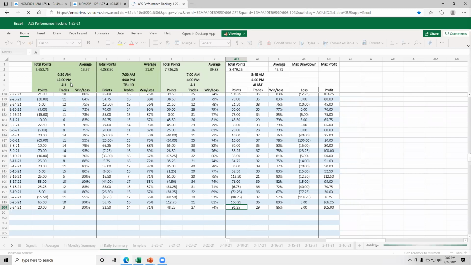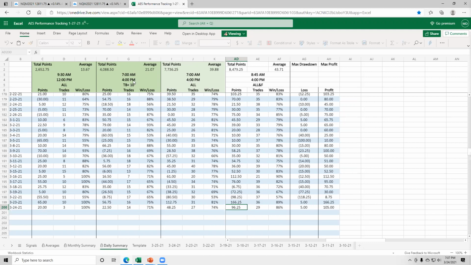But the 9:30 to noon category is a category that we track for people who don't want to spend a tremendous amount of time in their trading. So this is about 2.5 hours a day. And we take all of the adaptive entry system signals. So today, for example, there were 20 points of profit accumulated. And as I said, each point has a $20 value to it.